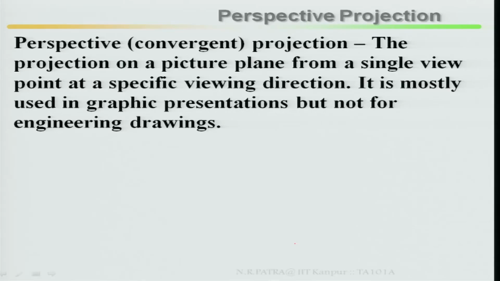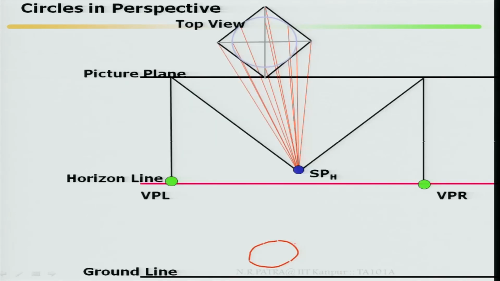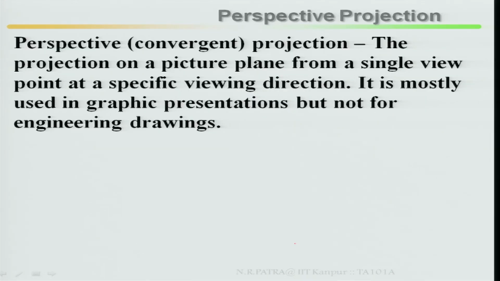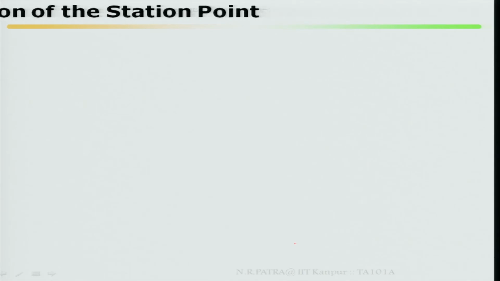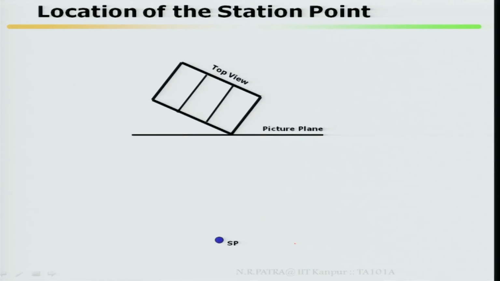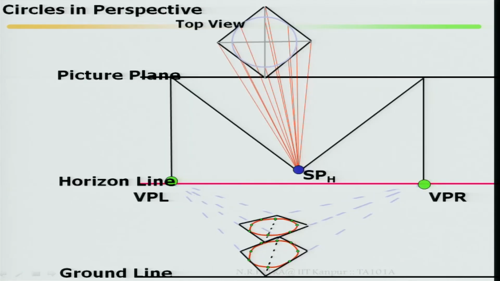Perspective, convergent projection, is the projection on a picture plane from a single viewpoint at a specific viewing direction. It is mostly used in graphic presentation but not for engineering drawings. So, up to this I have covered your circle and other parts. Now, I have explained a few cases.